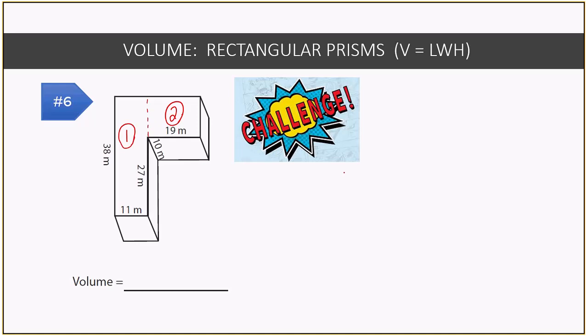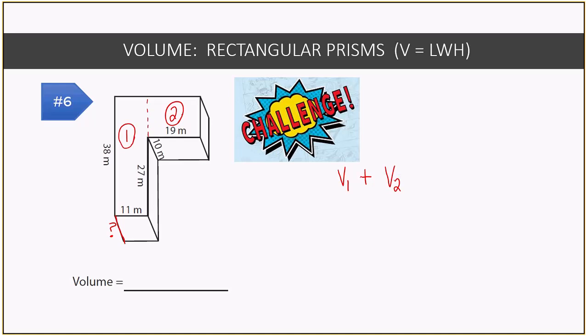calculate. So again, our final answer is going to be the volume of shape 1 plus the volume of shape 2. So the volume of shape 1, that's this one over here on the left. It's 38 long. It's 11 wide. You can see that labeled across the bottom. And now the question is, what is its height? Again, if we imagine this shape laying down on a table, this would probably be the height.